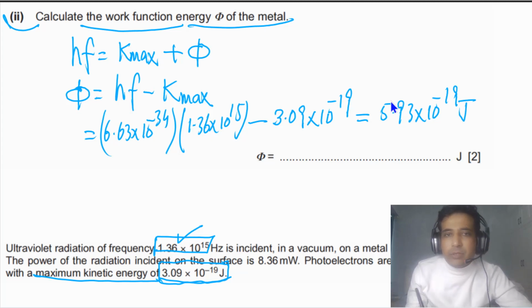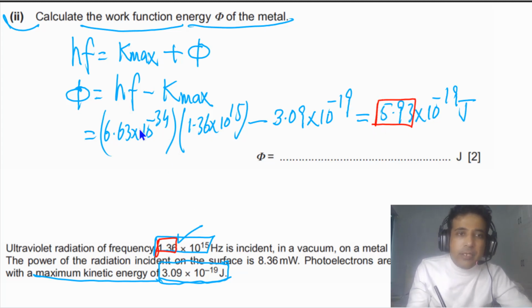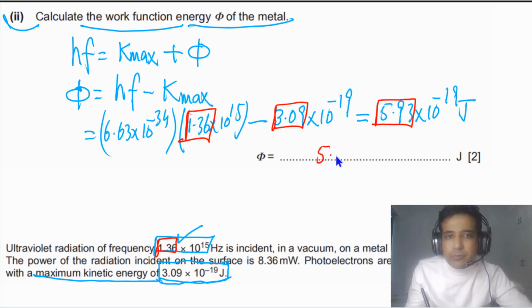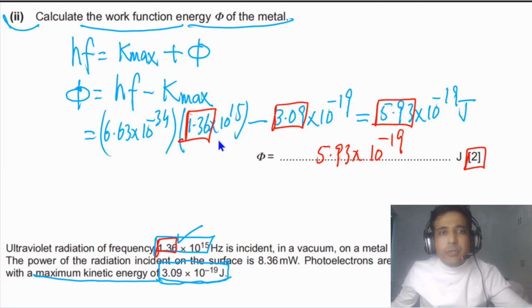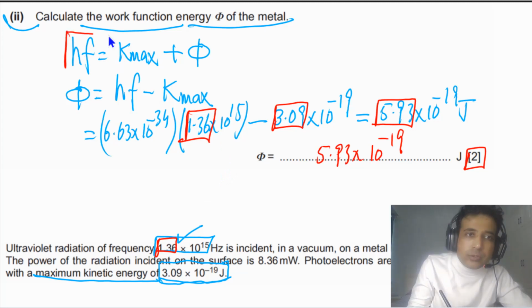Because in the given data, we have 3 SF here, we have also 3 SF here. So this is our final answer, 5.93 times 10 to minus 19 joules. And if you have done this one, you will get 2 marks. Typical question. This equation is very important for the photoelectric effect. If any question you are not clear on, write down this equation and you will be able to figure out the answer.